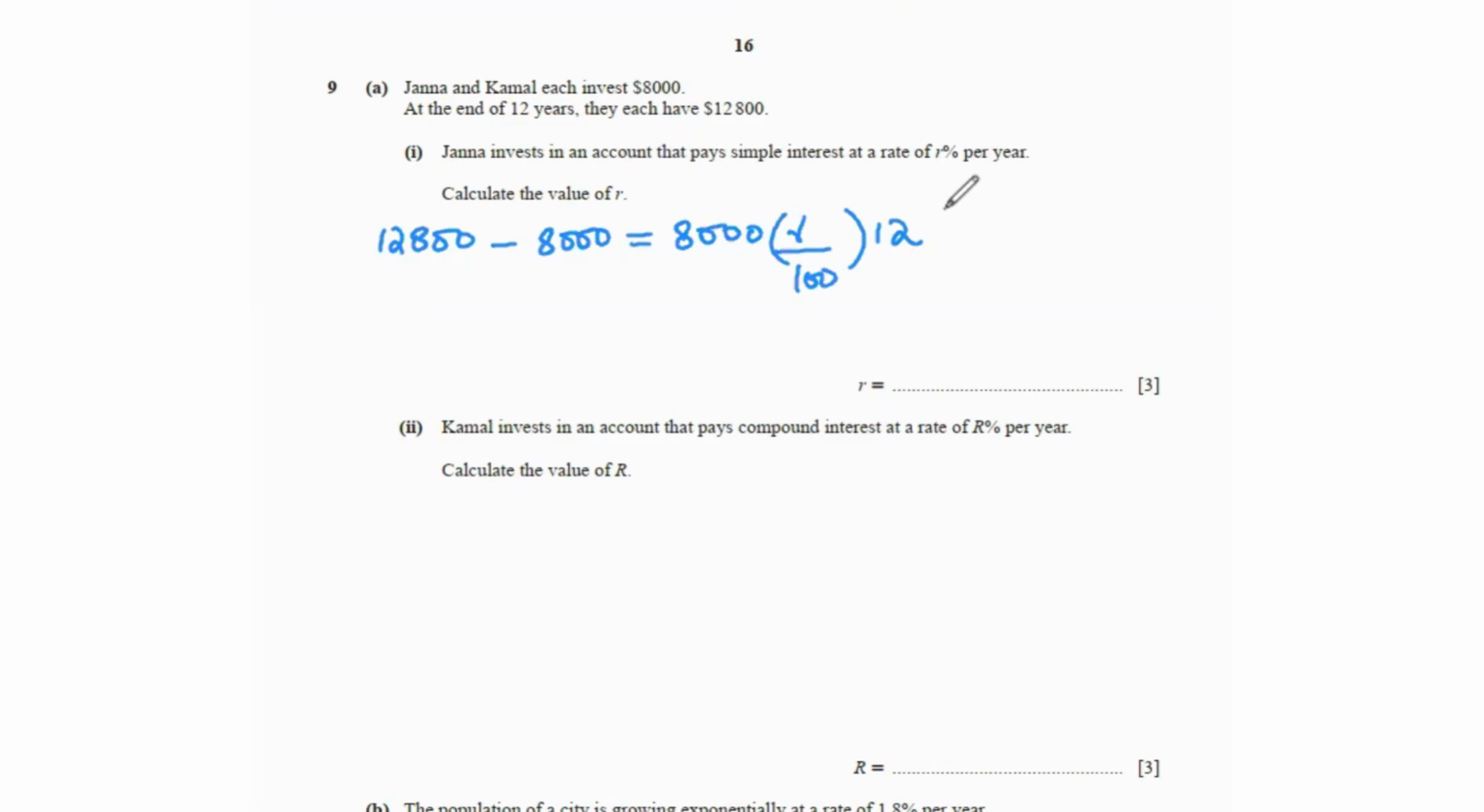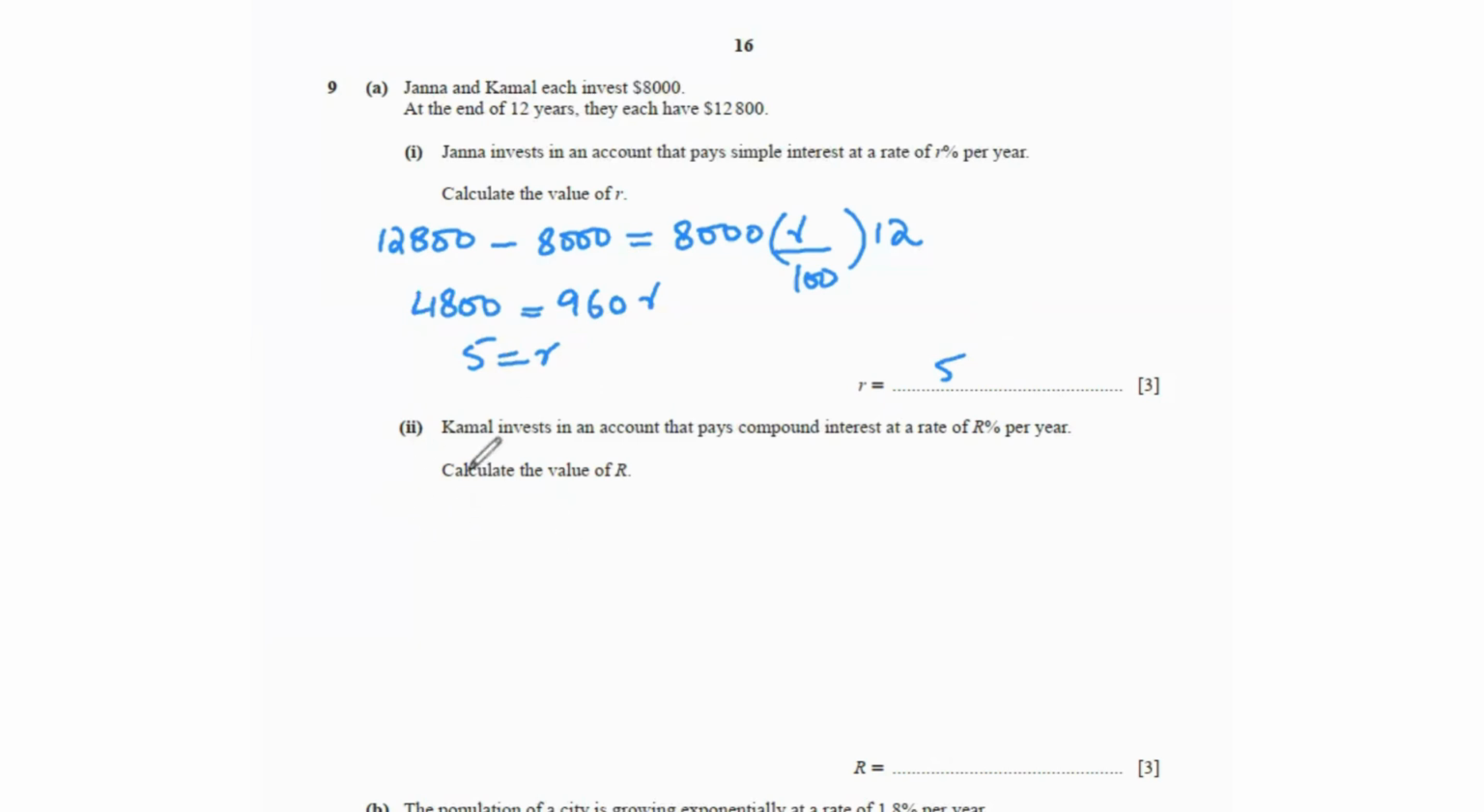So using this, 12,800 minus 8,000 is 4,800. This is 80 times 12, that's 960R. So 4,800 divided by 960 is 5. So your rate of interest is 5%. Then Kamal invests in an account that pays compound interest at a rate of R% per year. Calculate the value of R.